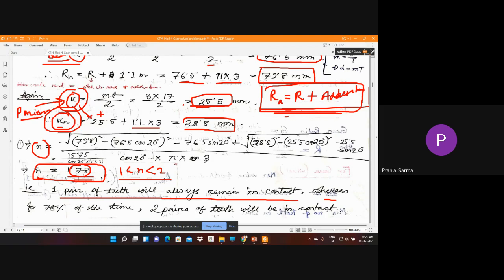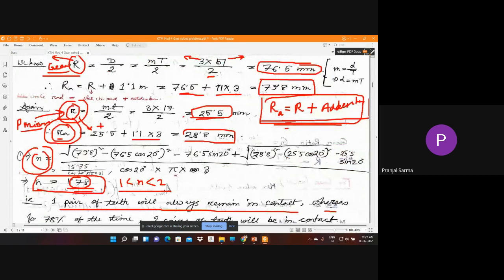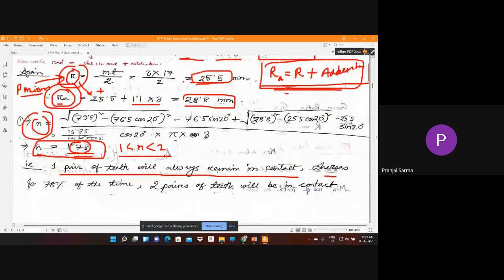Okay, we have obtained like 28.8 millimeter. After this, we are just putting in the known expression, this expression only. In this expression, we are putting those values, and we have obtained the value to be 1.78. Now this 1.78 lies between 1 and 2, right?